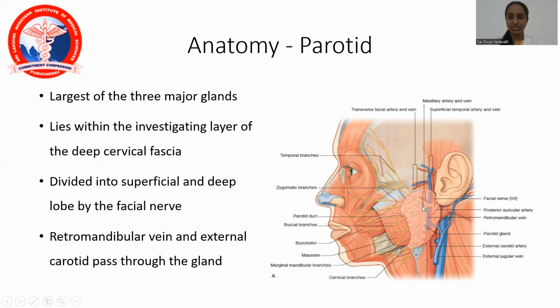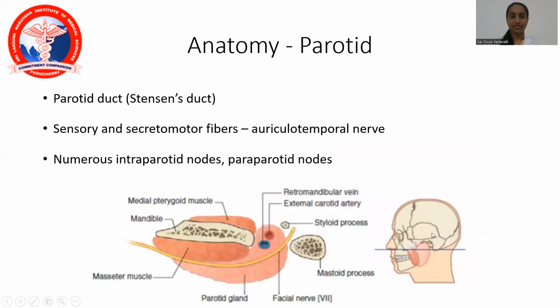As you can see in this image, this is the facial nerve that is running through the parotid gland. The lobe that is above, superficial to the facial nerve, is the superficial lobe, and the gland tissue that is deep to this is the deep lobe of the parotid gland. The retromandibular vein and the external carotid artery that can be seen here pass through the gland. The duct of the parotid gland is called Stenson's duct.